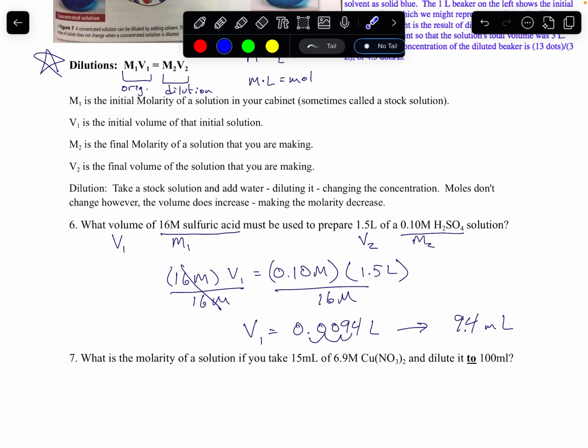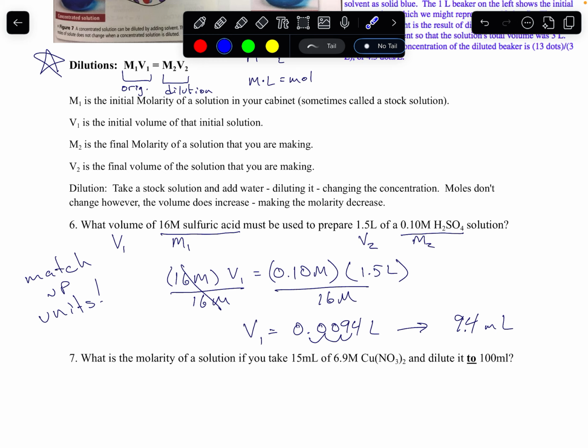Number one, when we're using this equation, first things first, always make sure that your units match up. That's especially important with the volume. I have liters here, so when I solve, I'm going to be solving for liters. When I use this equation, I don't have to be in liters. I could use milliliters here, but then when I solve, I would be solving for milliliters as well. So just make sure that your units match up.